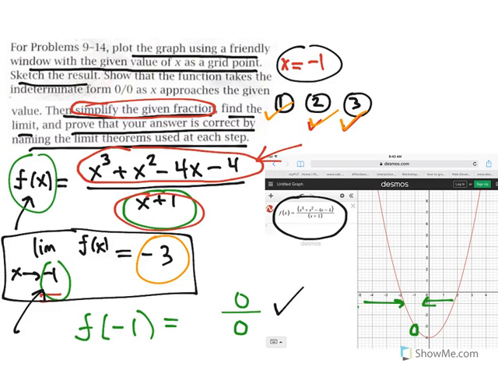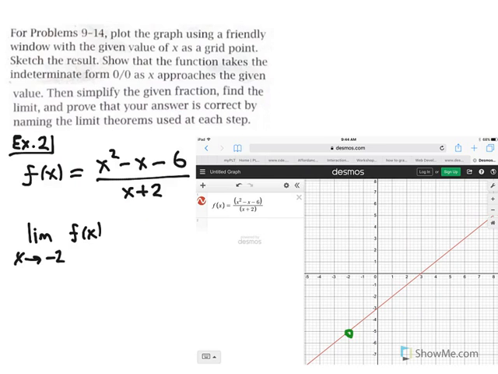We're going to take a look at a second example now. So now we take a look at a second example, and the same instructions, plot the graph using a friendly window with the given value of x as a grid point, and since we're taking the limit of the function f of x is equal to x squared minus x minus 6 divided by x plus 2 as x is approaching negative 2, we want to include x is equal to negative 2 in our window settings.